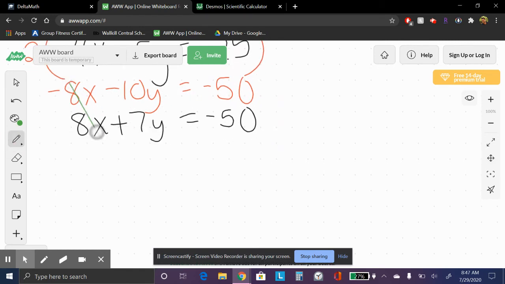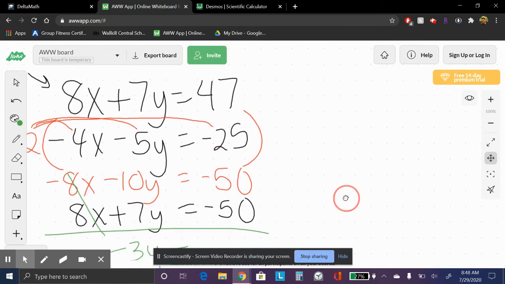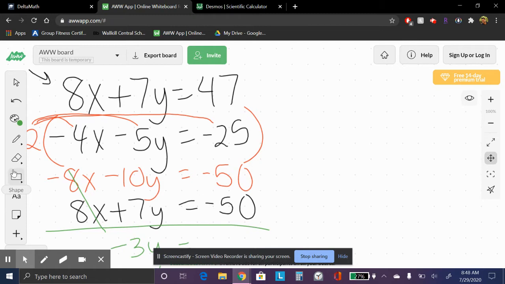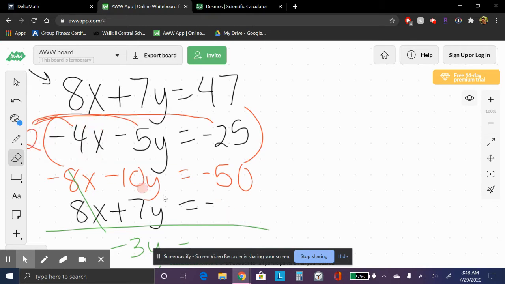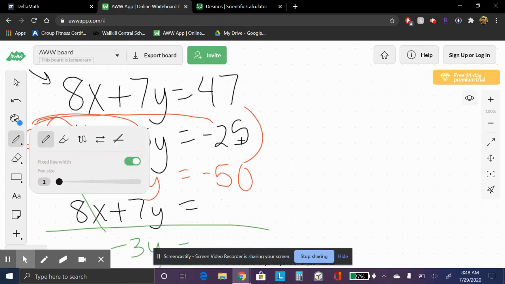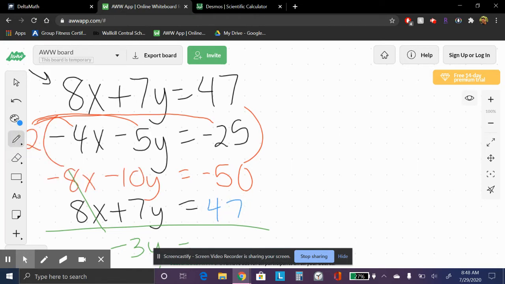Here we go. These are going to cancel. Negative 10y plus 7y is going to be negative 3y equals, did I write that right? Oh yeah, I messed up. I should have written 47 down here. Good thing I made that adjustment. So this is going to be positive 47, because I wanted to write that number, not what I wrote below.